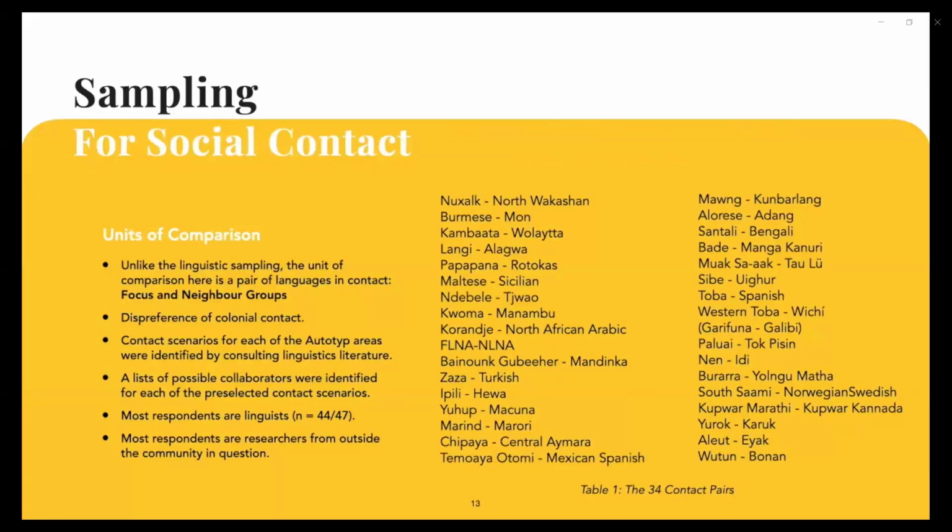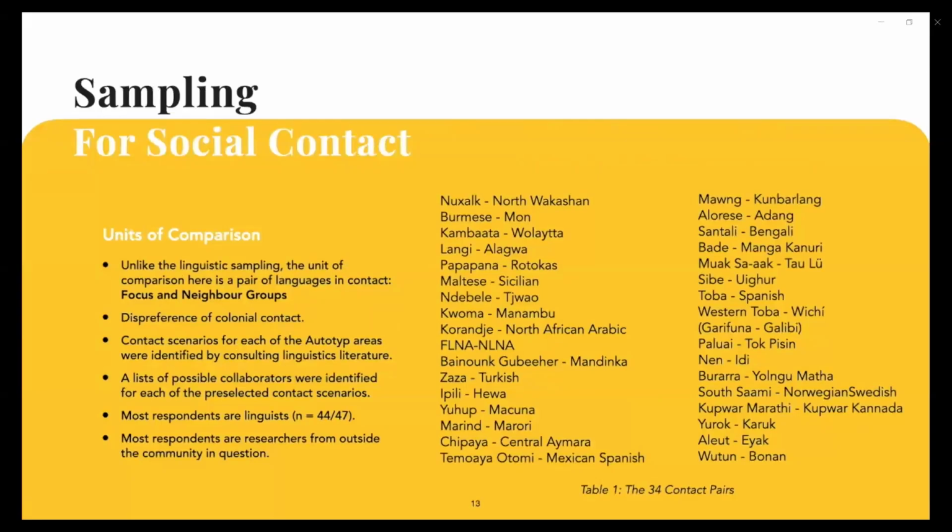So the focus group is the community where we focus on to assess the linguistic outcomes of contact. But in the questionnaire, we also asked the respondent to consider what is happening in the focus group. What do the focus group people do when they're interacting with neighbor group people?